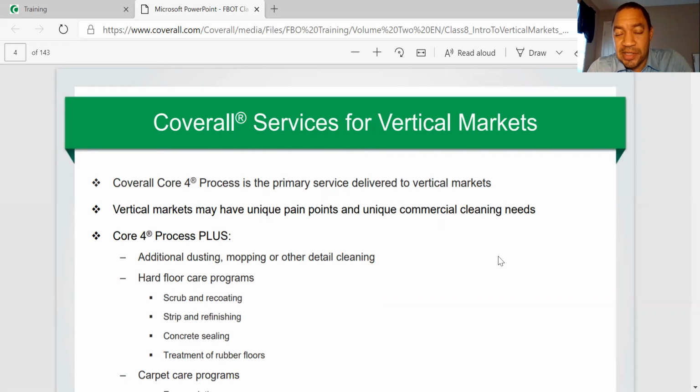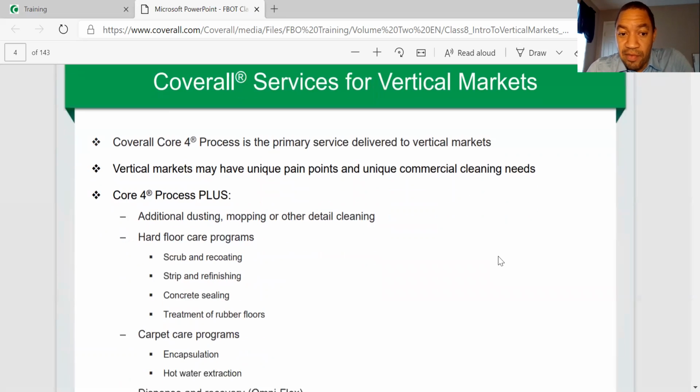The Coverall Core 4 process is primarily services delivered to vertical markets. Vertical markets may have unique pain points and unique commercial cleaning tasks. The Core 4 process could include additional dusting, mopping, and other detailed cleaning when you move into a vertical market. It might incorporate a hard floor care program such as scrubbing and recoating the surface floor, stripping or refinishing a floor, concrete sealing of a floor, or treatment of a rubber floor.